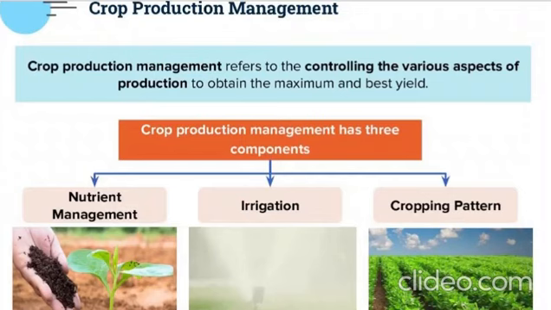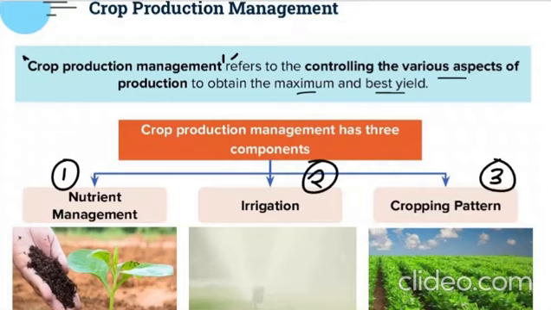Now, crop production management refers to controlling the various aspects of production to obtain the maximum and the best yield. To get the best and maximum yield, we use crop production management techniques. It basically has three parts. First, nutrient management. Second, irrigation. And third is the cropping pattern. Now, we are going to study these three things in today's session.